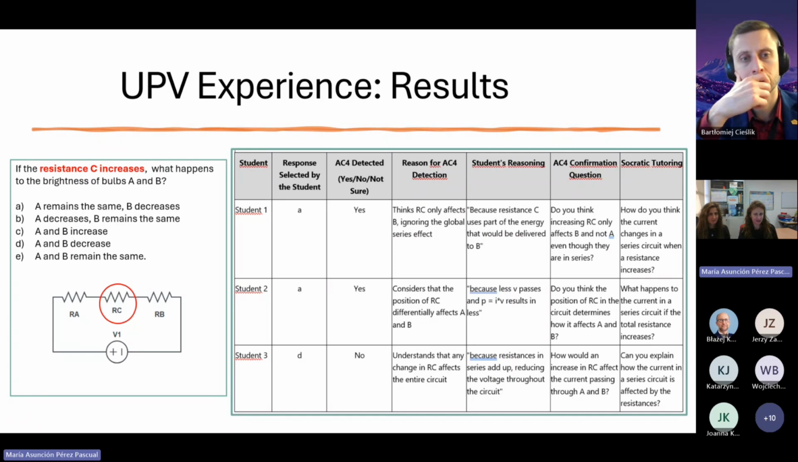This is an example of our results. This example is from ChatGPT. We have a problem in this circuit: if the resistance C increases, what happens to the brightness of bulbs A and B? This is a typical problem in electronics based on Ohm's law. This is from Test Direct. These are the possible solutions, and the correct one is that if resistance C increases, A and B decrease. This is the correct one. If a student says that the correct one is A remains the same and B decreases, it is because this student has alternative conception number 4.